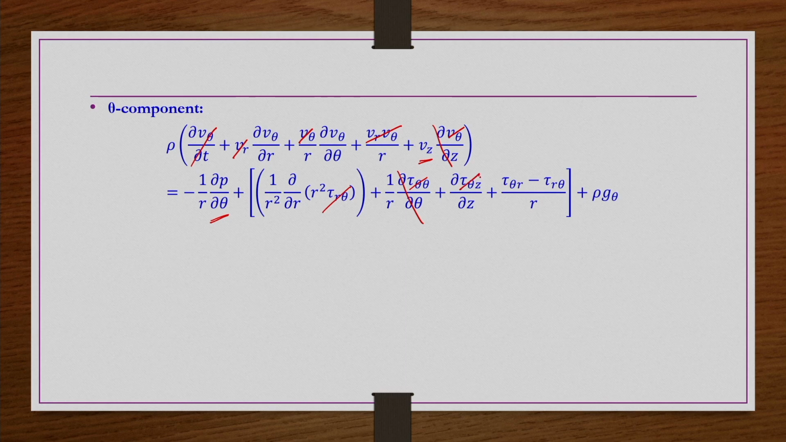Tau theta z is not existing, or because of fully developed flow also dou by dou z of anything is 0. And then for symmetric laminar flow, these two quantities are going to be the same, so the difference is going to be 0 anyway. We are not considering gravity in this problem. So, what we understand from here is dou p by dou theta is equal to 0, that means pressure is not a function of theta also.